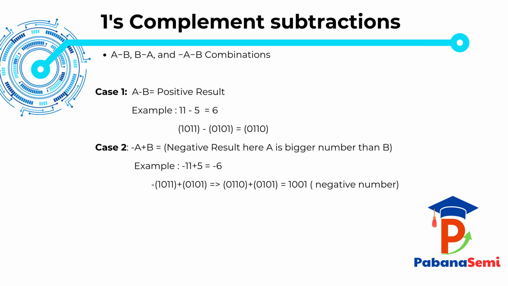Case 2, b minus a. In the second case, b is smaller than a, so the result will be negative. Again, we take the complement of a and add it to b. This time, there is no end-around carry. When no carry is generated, it means the result is negative. To find the magnitude, we take the complement of the sum and we attach a negative sign. So remember, no carry means a negative result.